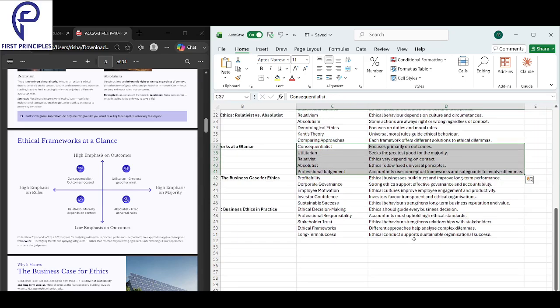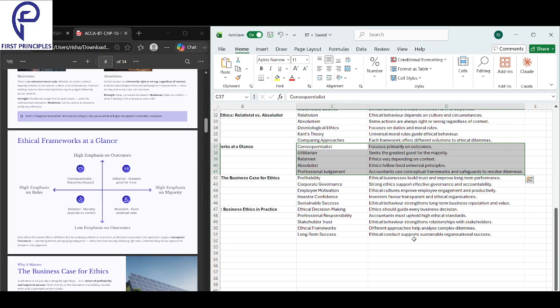So first is consequentialist. It focuses primarily on outcomes. Then we have utilitarian. It seeks the greatest good for the majority. Then we have relativist. Ethics can vary depending on context. Then we have absolutist. Ethics follow fixed universal principles. And then we have professional judgment. Accountants use conceptual frameworks and safeguards to resolve dilemmas.